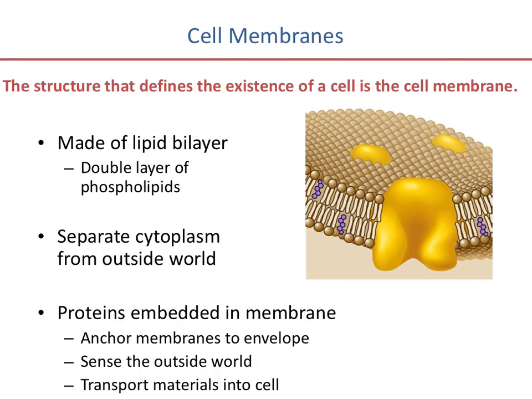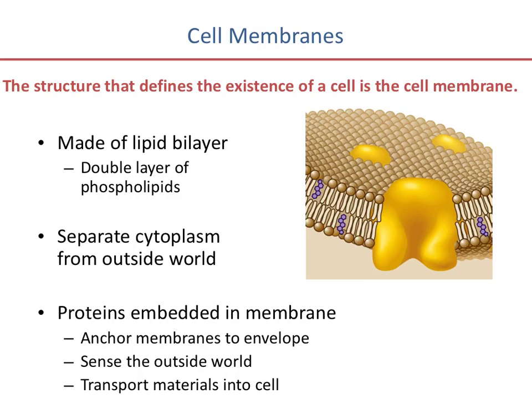So the first thing that we're going to talk about in terms of pieces of the cell structure are cell membranes. And it is the cell membrane that defines the existence of a cell. And this should be a little bit of a review for you, but the cell membrane, like in eukaryotic organisms, is made up of a lipid bilayer. So you have a double layer of phospholipids, which you can see diagrammed right here in the picture. Here's the top layer, and here's the bottom layer.